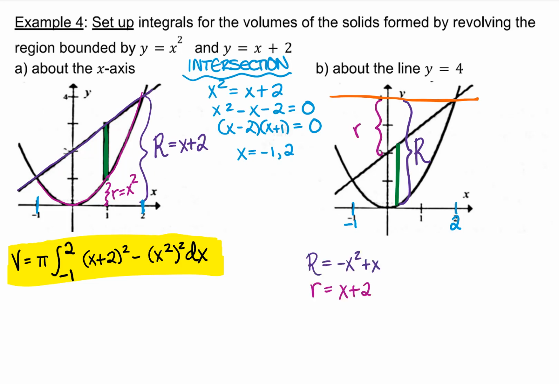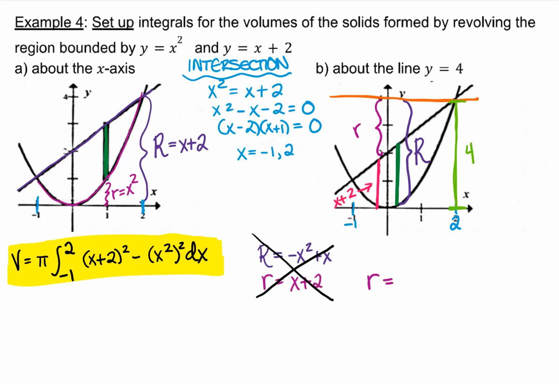It's very tempting for students to think that big R would just be the quadratic and little r would just be the line. But remember that this is the height from the x-axis. But if our revolution is way above, we have to make a subtraction. We do know that big R can never be larger than 4. The distance between the line and the x-axis, we do know, is x plus 2.